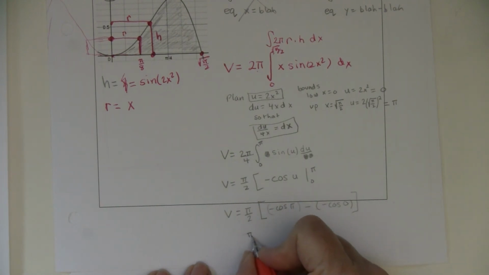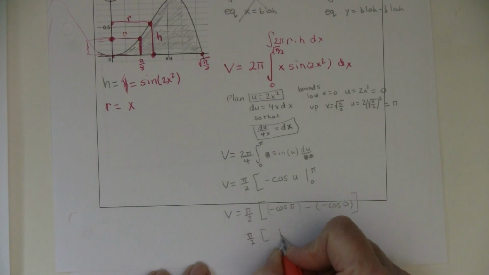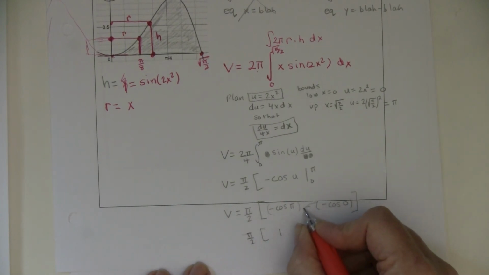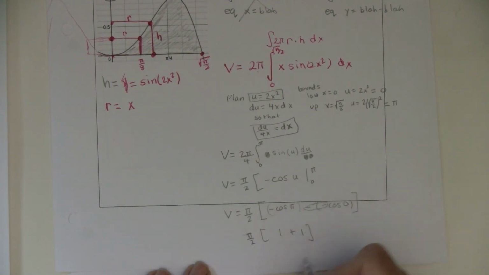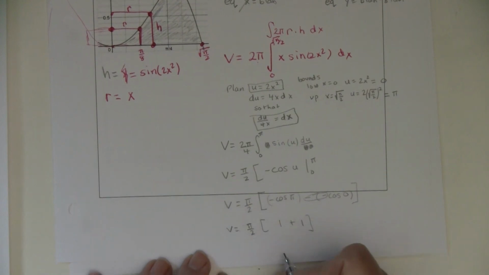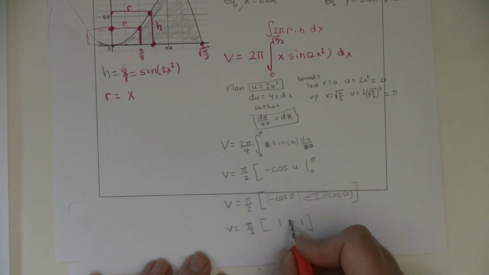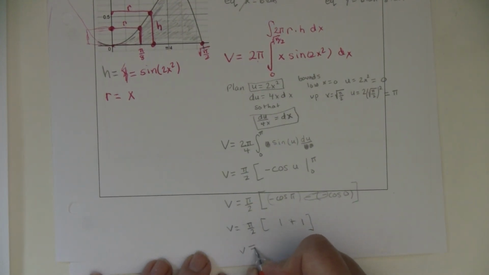So we're going to have here pi over 2 times 1, right? And then this double negative makes a positive, so that's plus, and then the cosine of 0 is 1. And so when it's all said and done, I think that this is going to be pi over 2 times 2, which is pi. So the volume is pi.